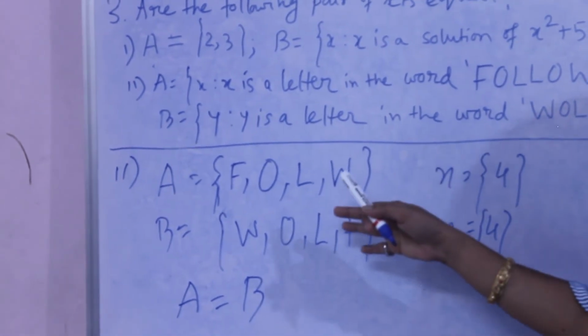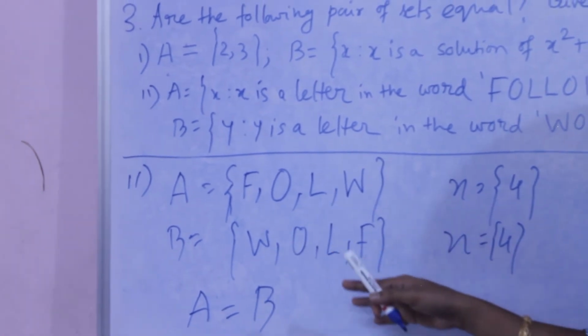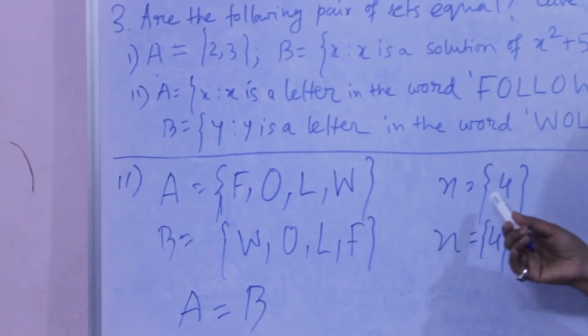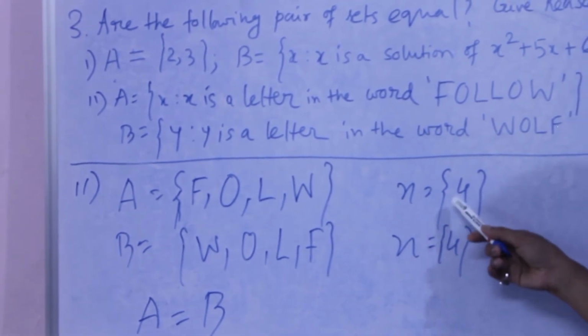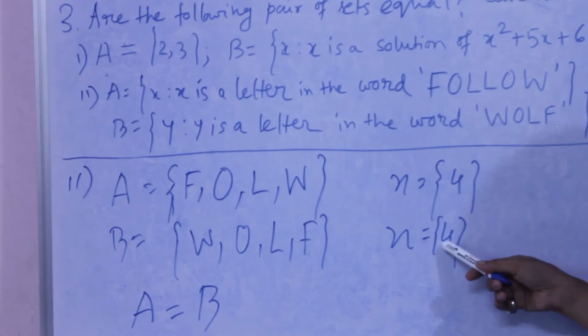In spite of the order of letters being different, the sets are the same, and these two sets are also equivalent because the number of elements is the same. The number of elements is 4.